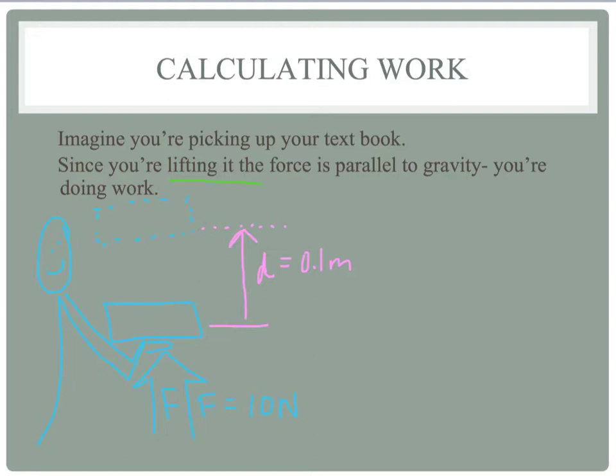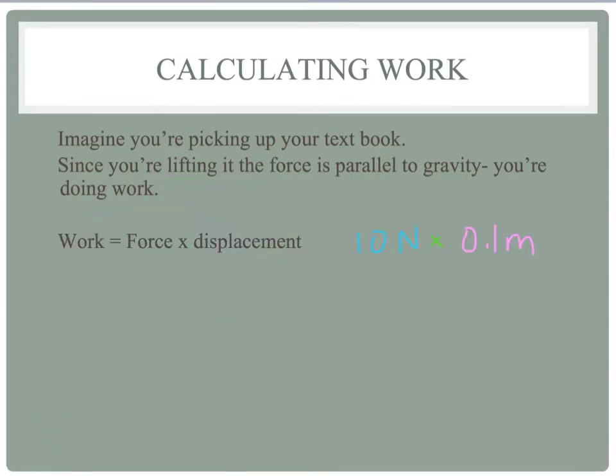So how might we calculate the work that you do? Turns out that work equals force times displacement. So here I've written our numbers from the previous page. We have 0.1 meter displacement and a 10 Newton force. So if we multiply those, 10 times 0.1 is 1. And we have units of newtons times the meter. So we have 1 Newton meter.